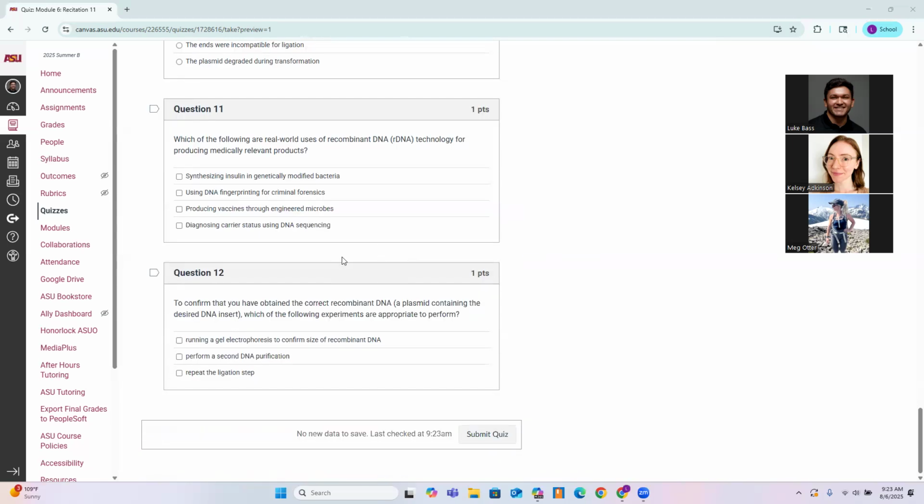And then finally, question 12, to confirm that you have obtained the correct recombinant DNA, which of the following experiments are appropriate to perform? This I guess links back to the first question, in validating that you have the correct option. So definitely refer to that question to see what it is.